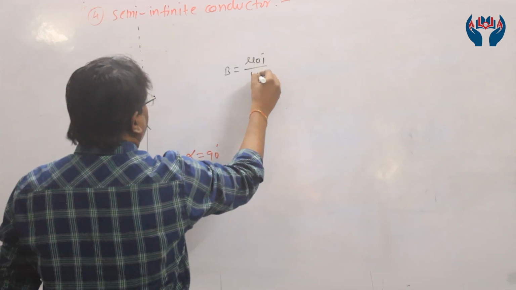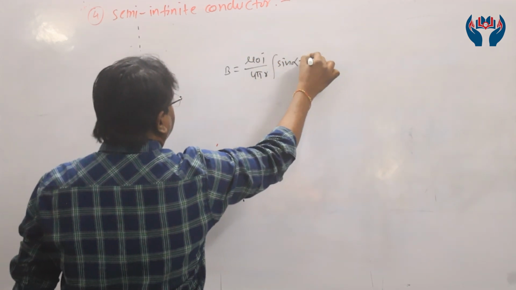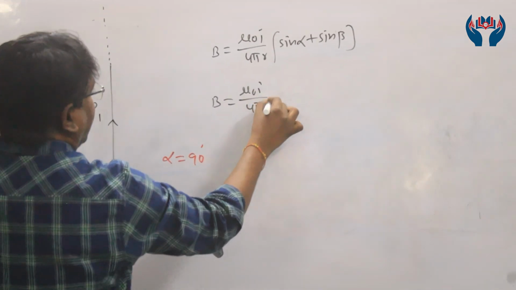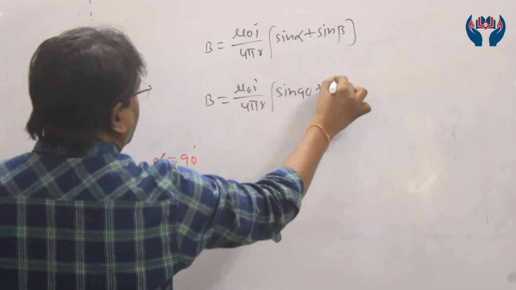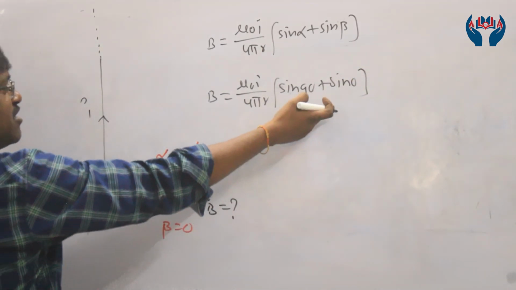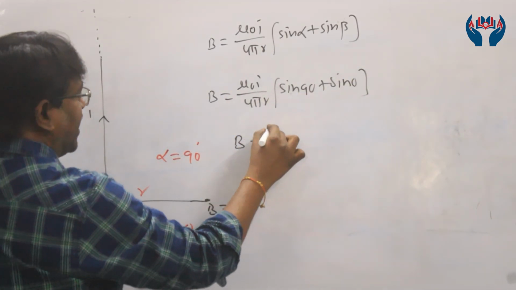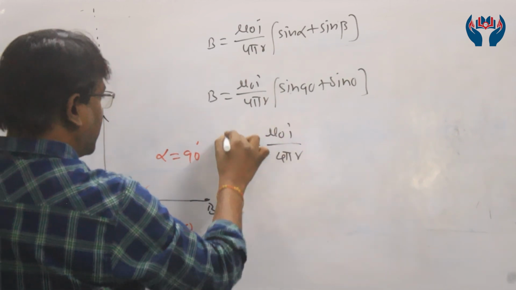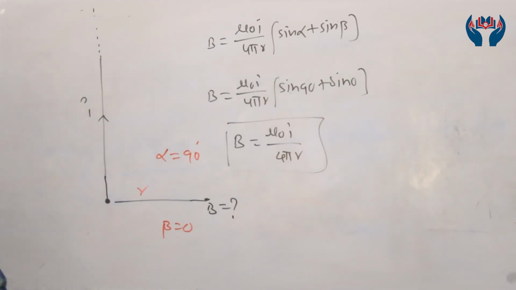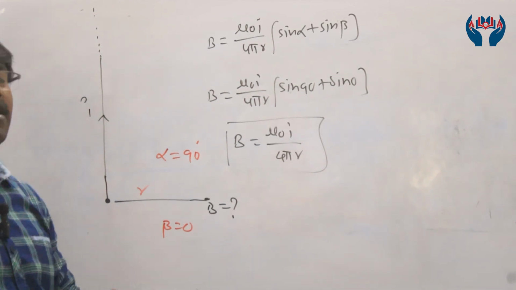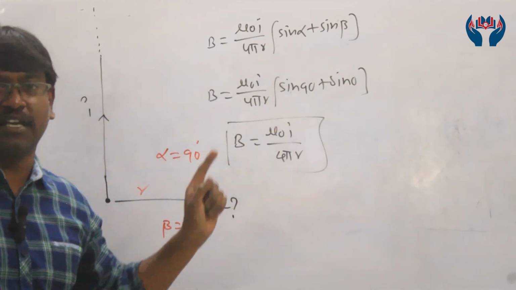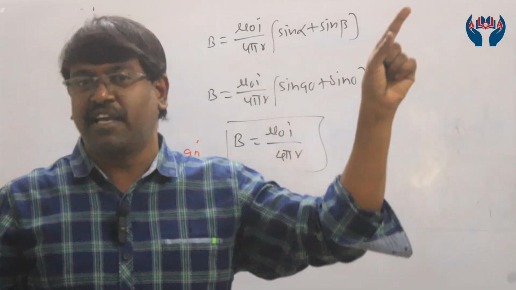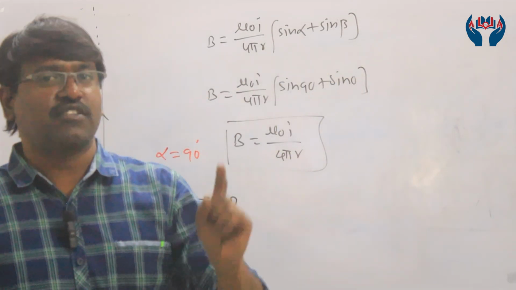Mu naught by 4 pi r into sin alpha plus sin beta. The magnetic field B equals mu naught by 4 pi r into sin 90 plus sin 0. Sin 0 is 0, and sin 90 is 1. Finally, you get the magnetic field due to this semi-infinite wire as mu naught by 4 pi r. Remember this formula. The induced magnetic field due to a semi-infinite wire is mu naught by 4 pi r, while due to an infinite conductor the value is mu naught by 2 pi r. So we have to remember these two formulas.